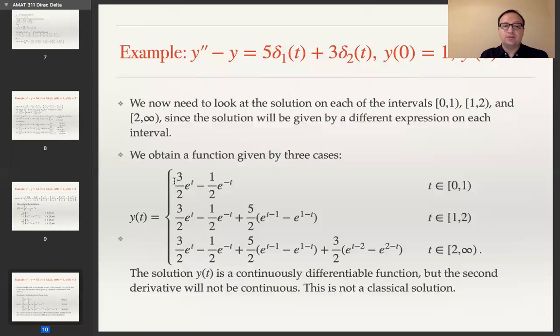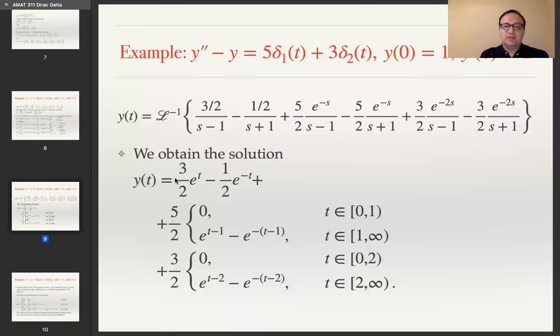On the interval 0 to 1, the function is equal to 3/2 e to the t minus 1/2 e to the minus t. As you can see, on the interval 0 to 1, we only have the contribution from the first term, 3/2 e to the t minus 1/2 e to the minus t. The other two terms here are 0. So this term is 0 on the interval 0 to 1. This term is also 0 on the interval 0 to 1.